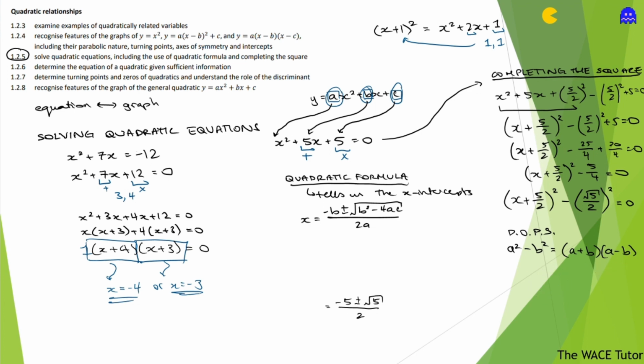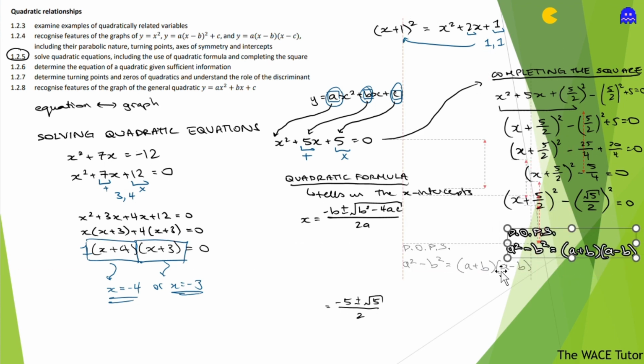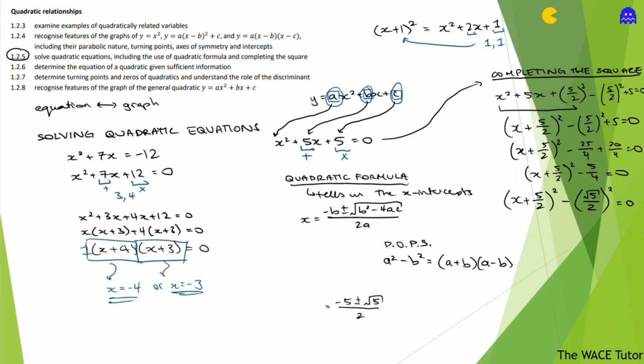So we use this difference of perfect squares. Let's move this difference of perfect squares a little bit over, so we've got some more space. And so if we write this difference of perfect squares out, we get x plus 5 on 2 plus root 5 on 2, and then x plus, that should be a plus, x plus 5 on 2, and in this case, minus root 5 on 2. And that's equal to 0.